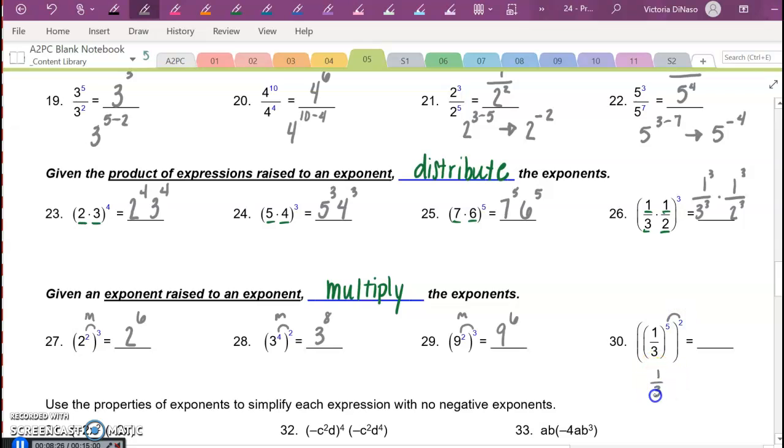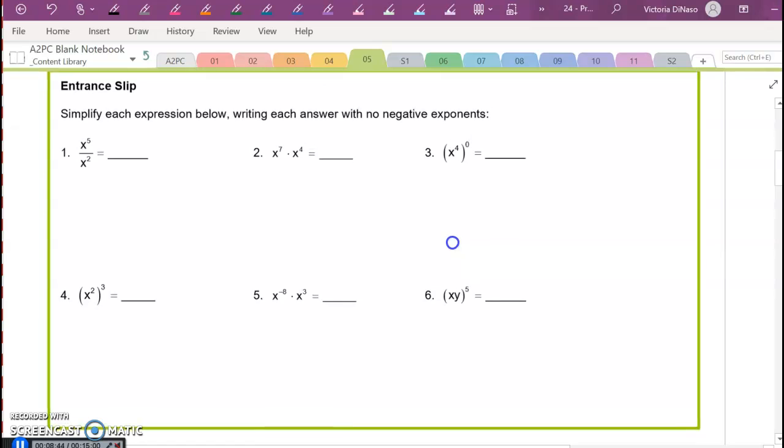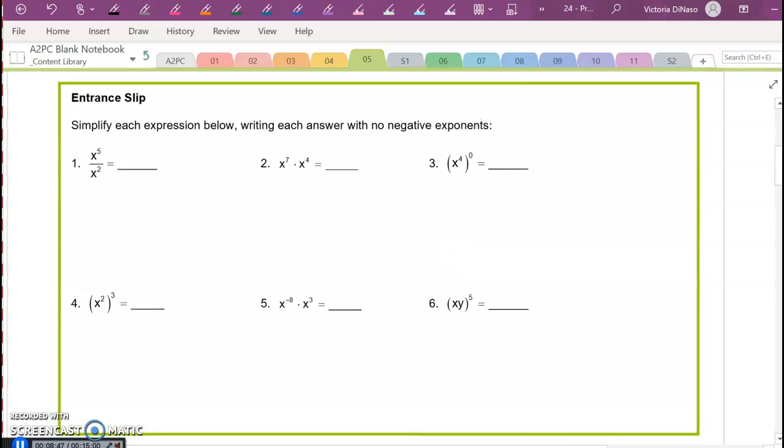So we have 1/3 to the power of 10. And then we can distribute the 10 to the 1 and the 3. So we have 1 to the 10th divided by 3 to the 10th. So before we go on to numbers 31 to 36, let's go ahead and go back up to our entrance slip. Go ahead and pause the video and complete numbers 1 through 6.